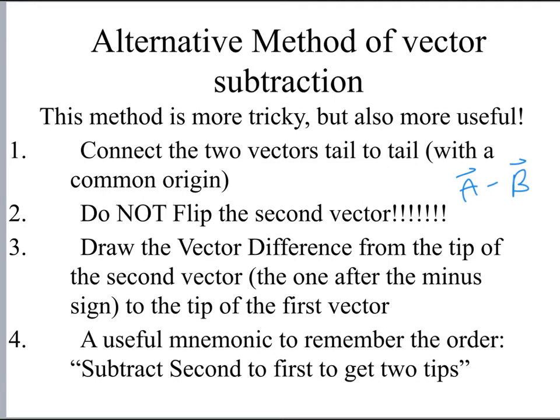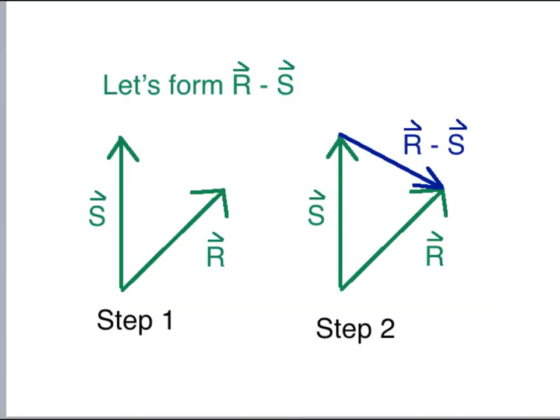Let's actually do it, and I think it'll make more sense. So here I have my same two vectors, r and s, but instead of flipping s upside down, I've connected it to r with a common origin so that they are connected tail to tail. That's the first step. Now, I want to go from s to r. Remember, you go from the second to the first, and you go from tip to tip. So from the second, which is s, to the first, which is r, I draw the straight line r minus s, and that is my vector subtraction. So we have two methods: the method where we add the negative, and the method where we connect them tail to tail and draw from tip to tip.